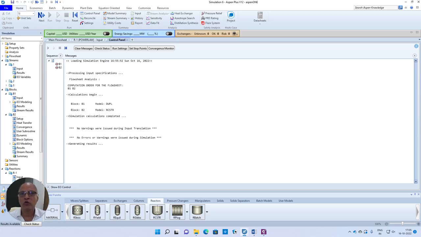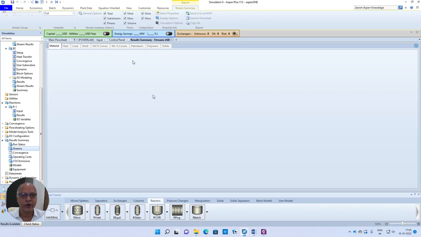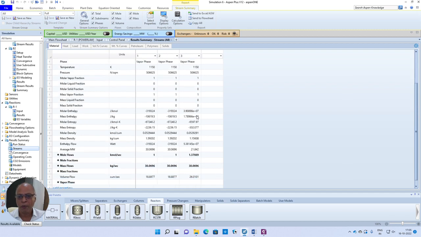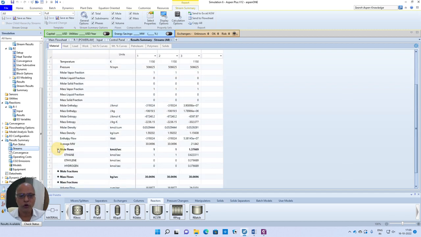We got our results. Look at the stream summary first. So we said isothermal. We did not assume any pressure drop. Pressure drop is taken to be 0. So you can see the mole flows. Out of 1 kilomole per second of ethane that is entering the reactor, only 0.62 kilomoles per second is coming out. So what is the conversion? 1 minus 0.62 divided by 1. So it is about 0.3766. That means when we assume the volume of the reactor as 1 cubic meter, we were able to get about 37% conversion.